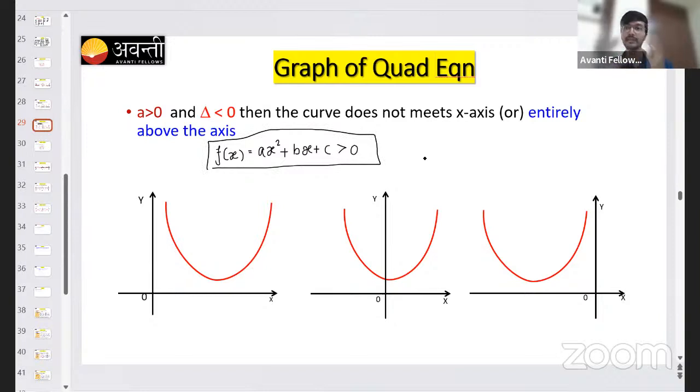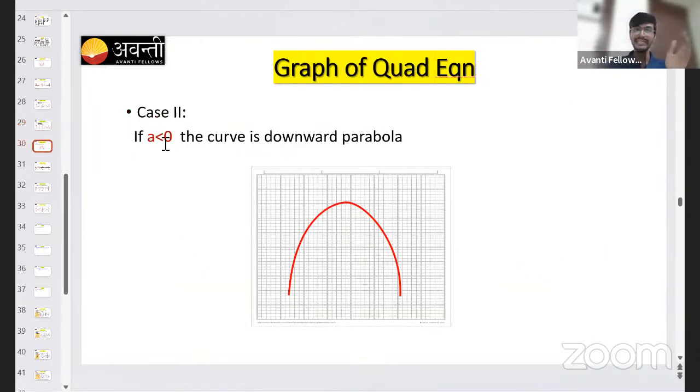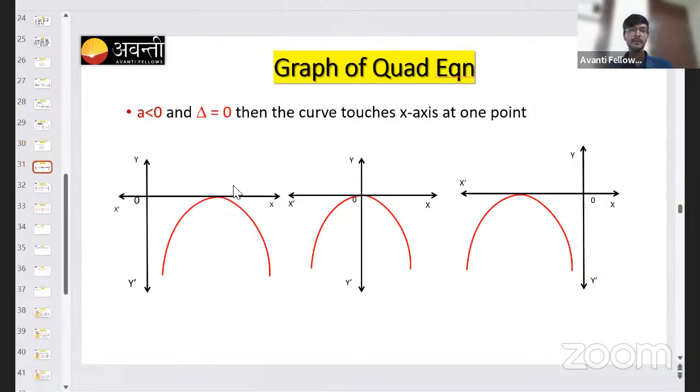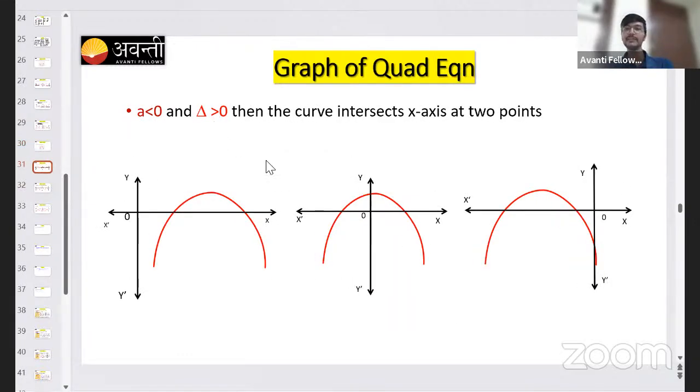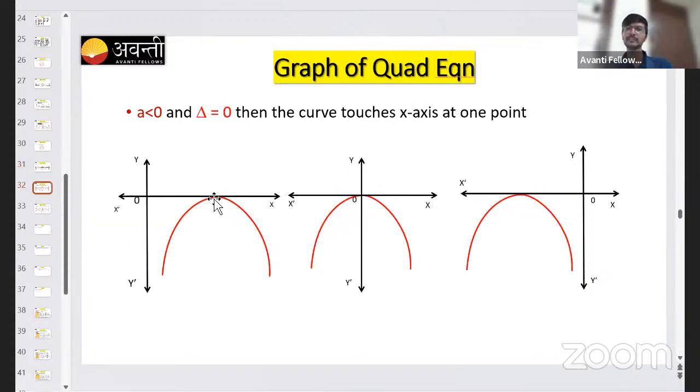Now, let's look at when the leading coefficient is less than 0. Till now, we have been seeing a greater than 0. With a less than 0, the u will be inverted. So the conditions will remain the same: delta greater than 0, equal to 0, less than 0. So in case 2, which is a less than 0, the graph will be an inverted u. The first, delta greater than 0, means it will cut the x-axis at 2 points. You can see here point 1, point 2. Then again, equal to 0 means touch.